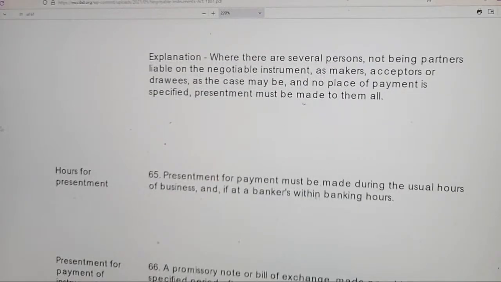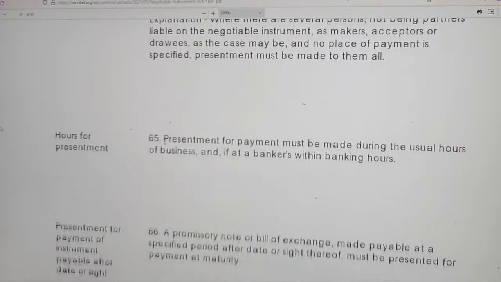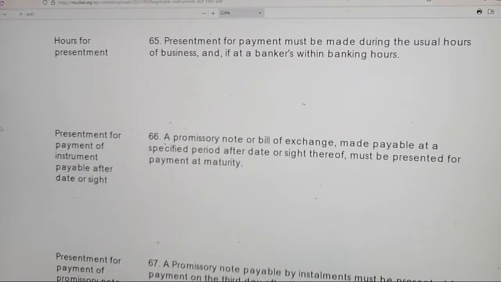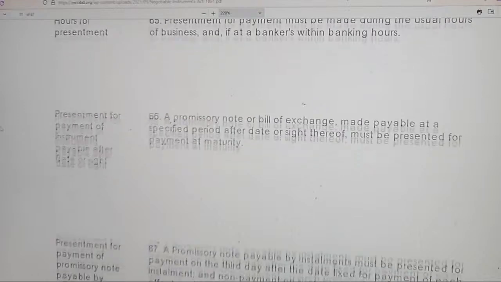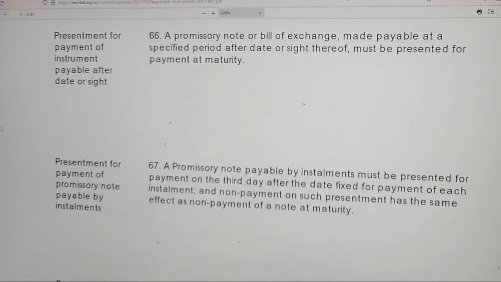Explanation. Where there are several persons, not being partners, liable on the negotiable instrument as makers, acceptors, or drawees, as the case may be, and no place of payment is specified, presentment must be made to them all. Hours for presentment. 65. Presentment for payment must be made during the usual hours of business, and if at a banker's, within banking hours.